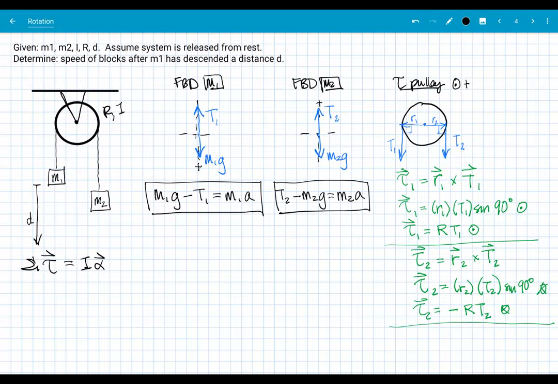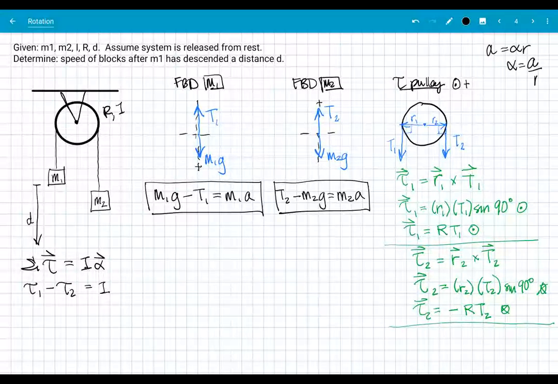What that will look like for me is torque 1 minus torque 2. Notice the hats are off here, right? So I'm talking about the magnitudes there. Torque 1 minus torque 2 is equal to I, which is a given in this problem, multiplied by alpha. So remember the relationship between a and alpha. a equals alpha times R. So that tells us, what is alpha? Alpha is equal to a over R.